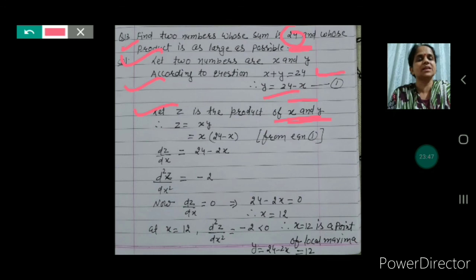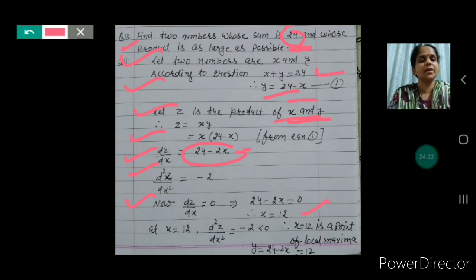Now we have to make the function in one variable only. So replace either x or y. I am here replacing y. In place of y you have to write 24 - x. Now it is a function in the variable x only. That's why we are finding dz/dx, the first order derivative. It is 24 - 2x. And now find the second order derivative. It is only -2. And now the third step, dz/dx is equal to 0. You will get x = 12.